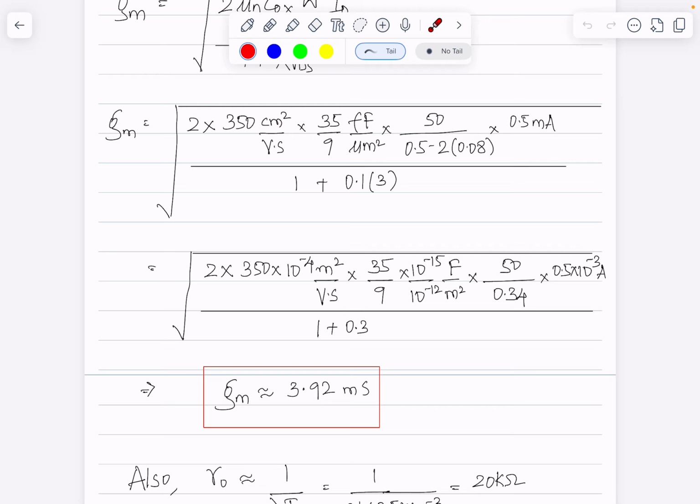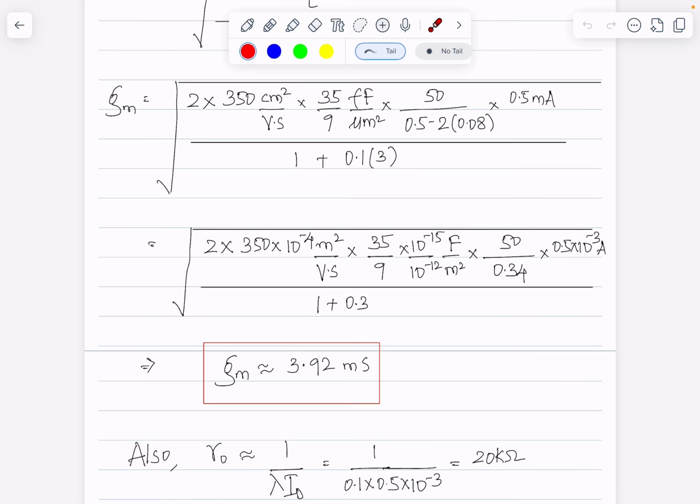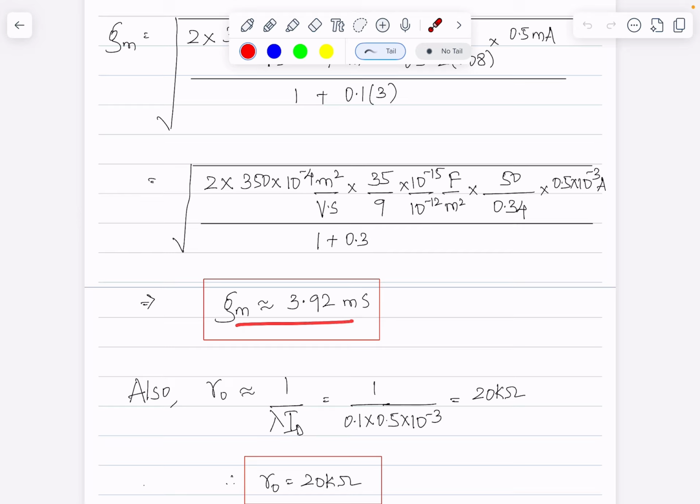per volt second. Times 35 over 9, I'll convert femtofarad per micrometer square to farad per meter square. So femtofarad is 10 to the power minus 15 and 1 micrometer is 10 to the power minus 6, and since we have a square, it's 10 to the power minus 12. Times 50 over 0.5 minus 0.16, that will be 0.34, then 0.5 into 10 to the power minus 3 amperes, divided by 1 plus 0.3, which gives us a GM of about 3.92 millisiemens.